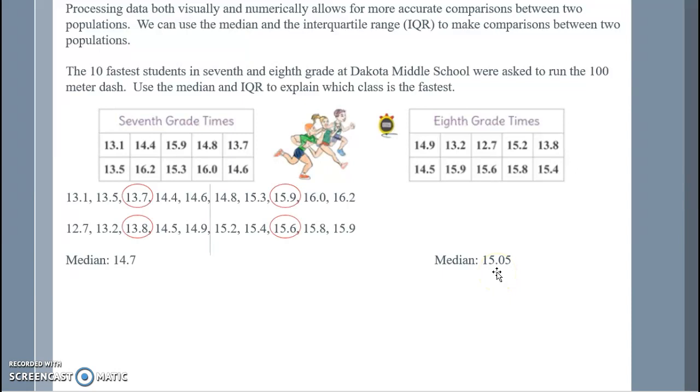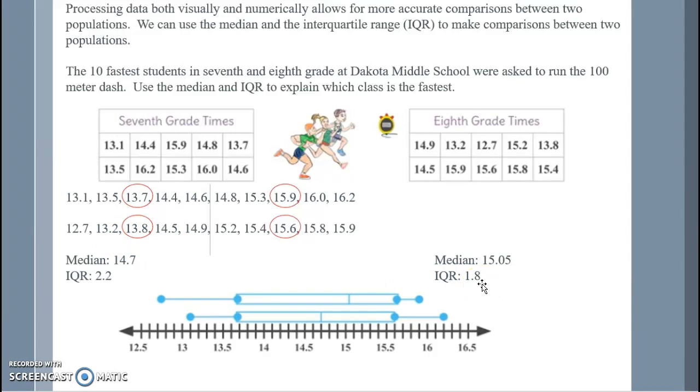To find the interquartile range, recall that we split our data in half and find quartile 1 and quartile 3 and then find the difference between them. So 15 and 9/10 minus 13 and 7/10 is 2.2, and 15.6 minus 13.8 is 1.8.